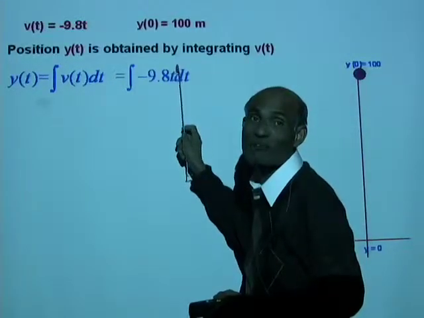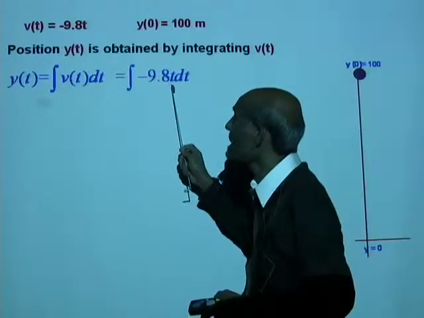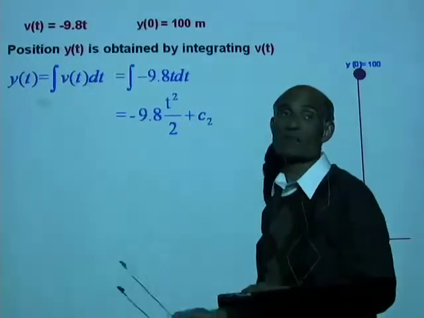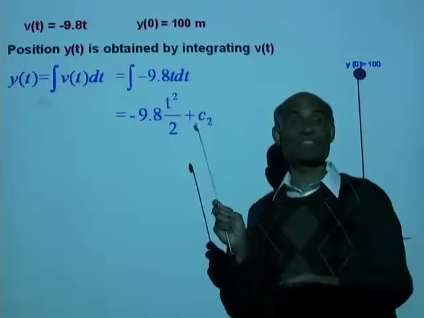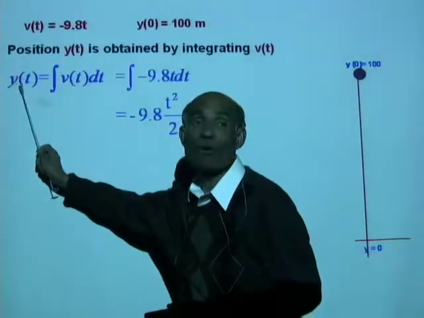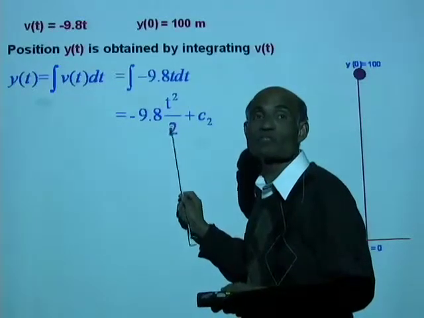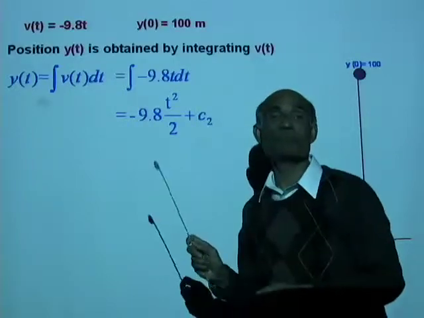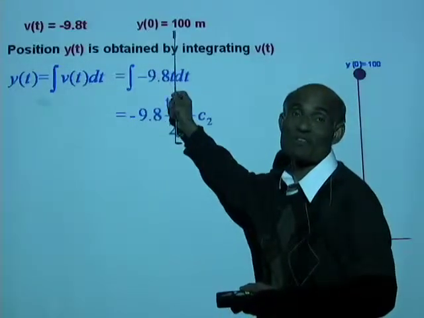t to the power of 1 plus 1 over 1 plus 1. So this will be negative 9.8 times t squared over 2. There you are. Negative 9.8 t squared over 2 plus a constant c2. So our function is y of t equal to negative 9.8 t squared over 2 plus c2. How do you find the c2? Well, using the situation given to us.